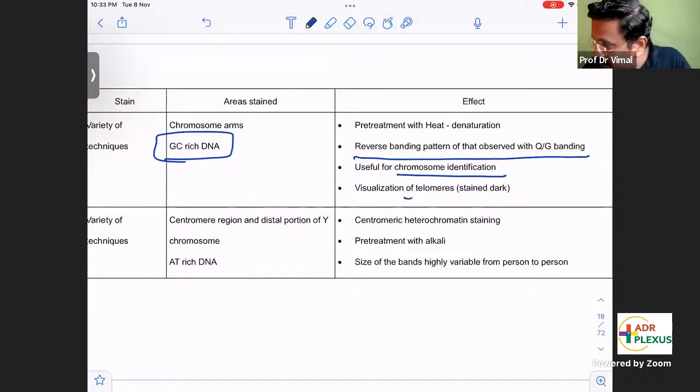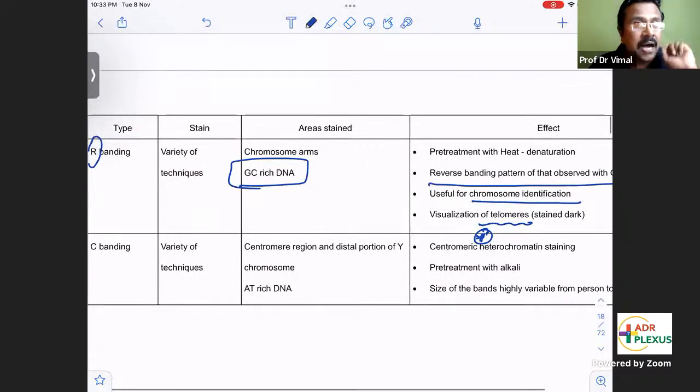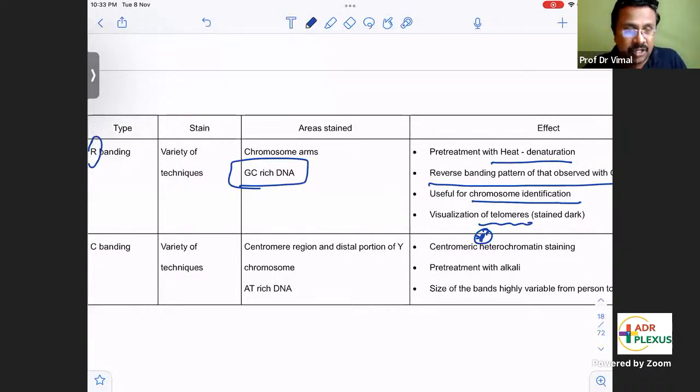And please remember, when you want to stain the telomeres, all of you know that these telomeres are at the tip of the chromosomes, and they shorten after every cell division. If you want to particularly stain the telomeres, the technique of choice is R banding, that is the reverse banding. Here you have to use heat denaturation.